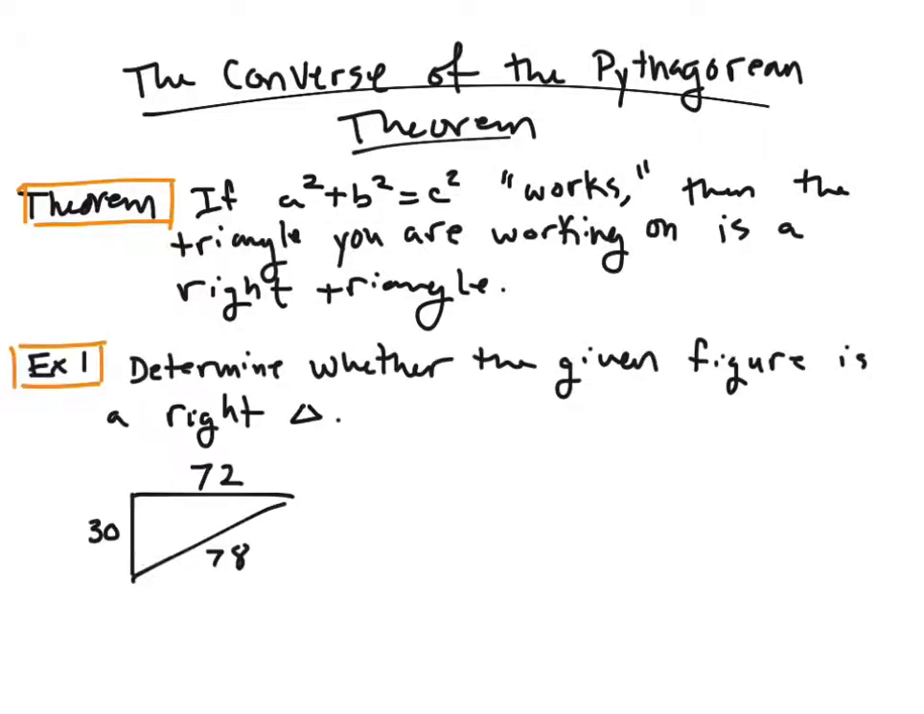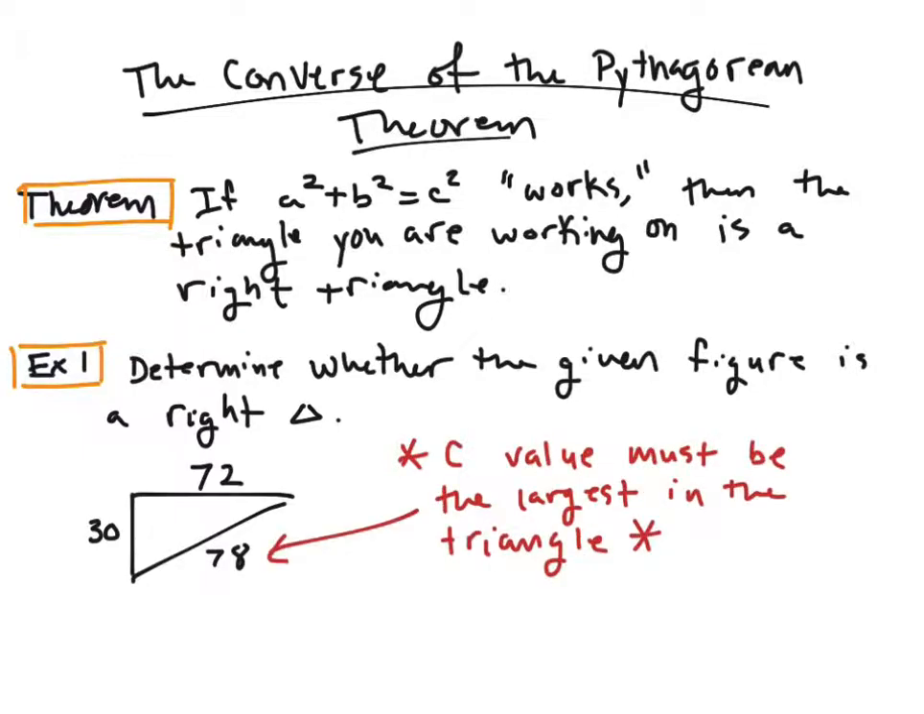So let's look at the first example. It says determine whether the given figure is a right, and that means triangle. So determine whether this is a right triangle. Really, all I'm going to do is use that. And the only requirement is that my C value has to be the largest one. So maybe I'll write that down. My C value must be the largest in the triangle. So 78 is bigger than 72 and bigger than 30. So 78 has to be my C value.